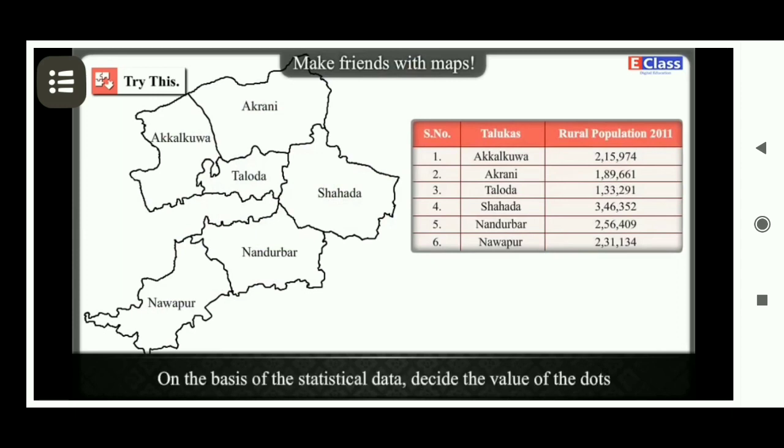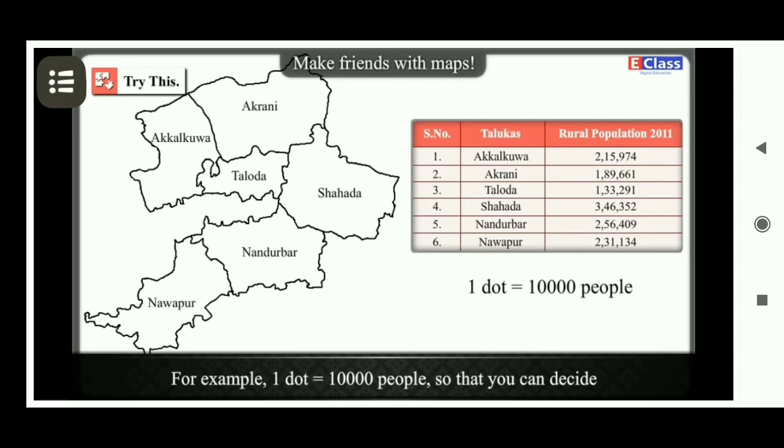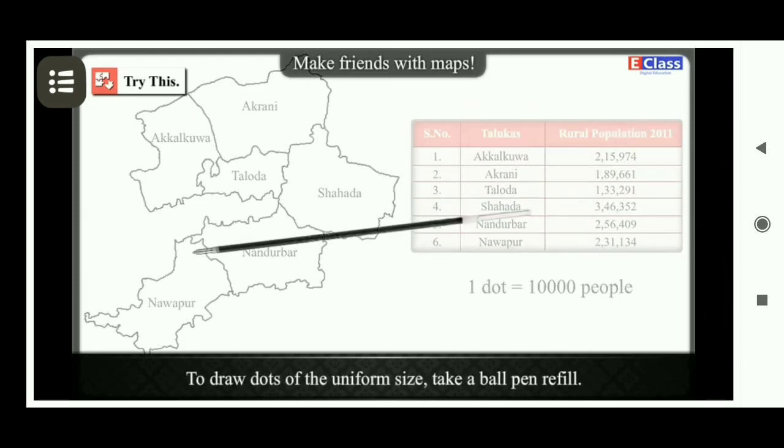On the basis of the statistical data, decide the value of the dots considering the highest and the lowest values of population. For example, 1 dot equals 10,000 people, so that you can decide how many dots to be given to each sub-administrative unit. To draw dots of the uniform size, take a ball pen refill.